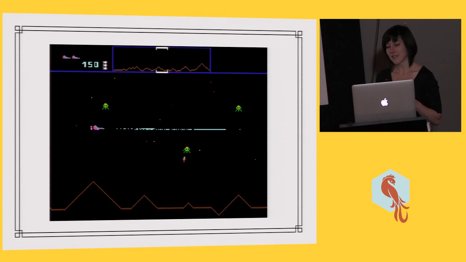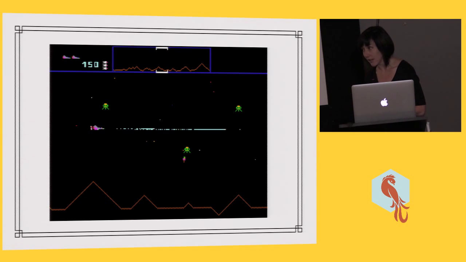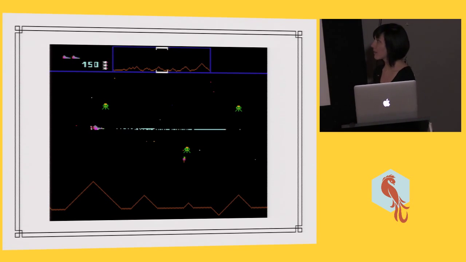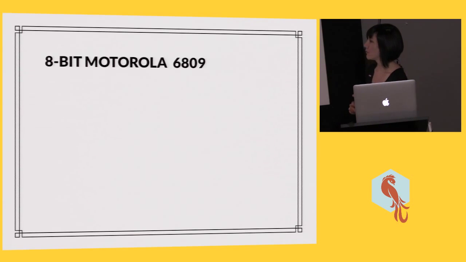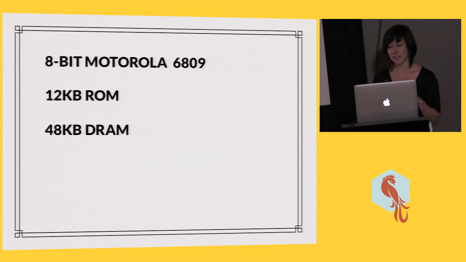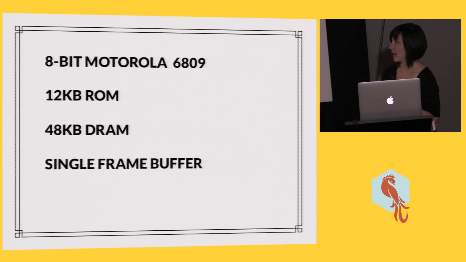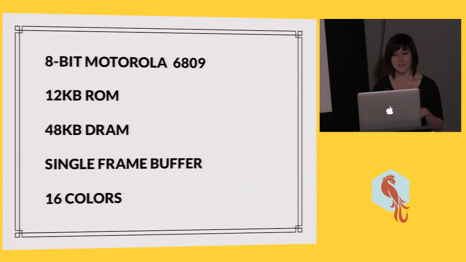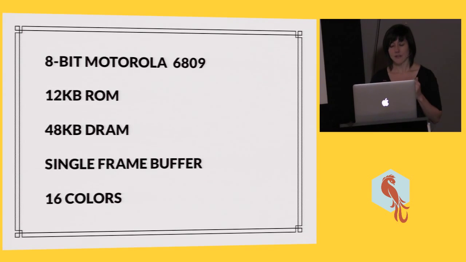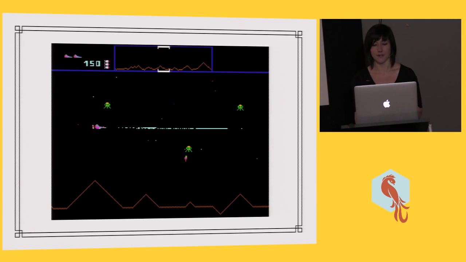When they started development, they had never designed a video game, and they didn't know anything about hardware, so they were like, well, let's get the best CPU available. Now again, this is 1981, so what they got was a 1 megahertz Motorola 6809 with an 8-bit processor. It had some 16-bit operations. They had 12 kilobytes of ROM, 48 kilobytes of DRAM, single frame buffer, and 16 colors. This was actually pretty good at the time, but they were still really constrained by their hardware, and these constraints informed the design throughout the development of the game.